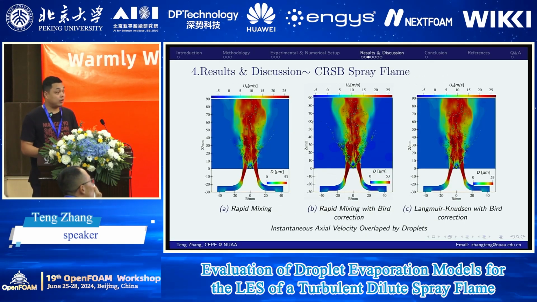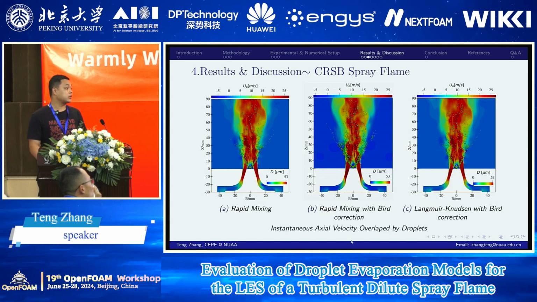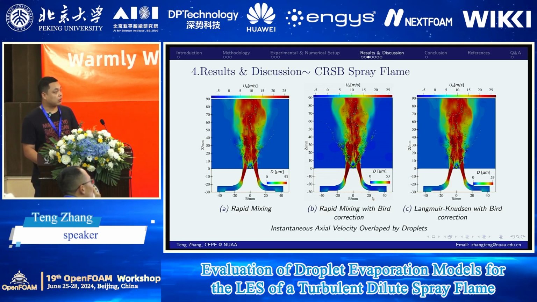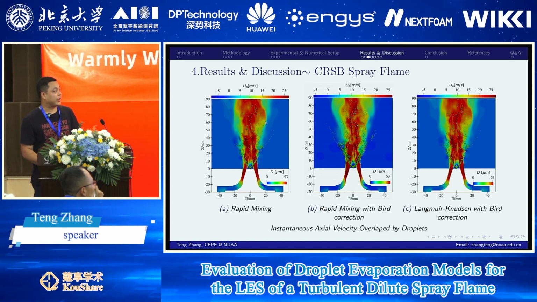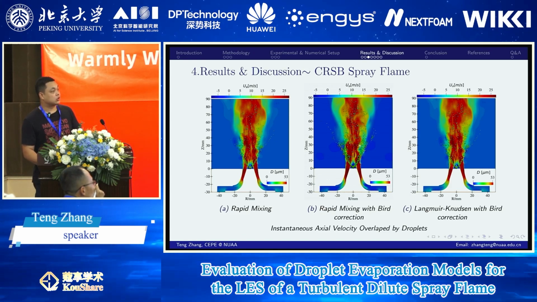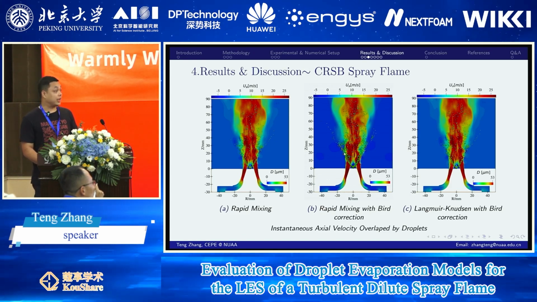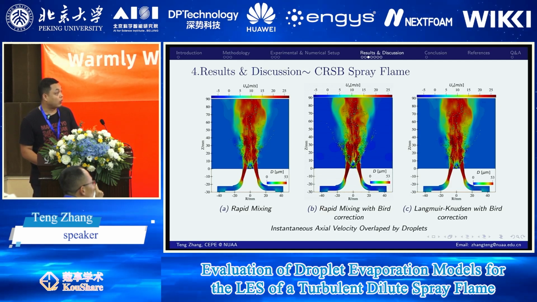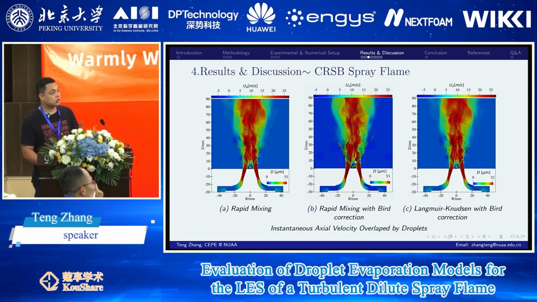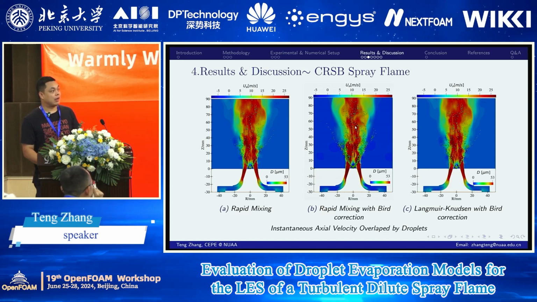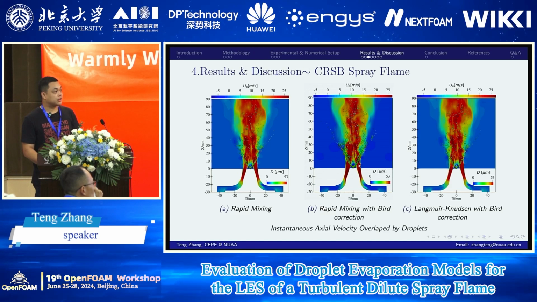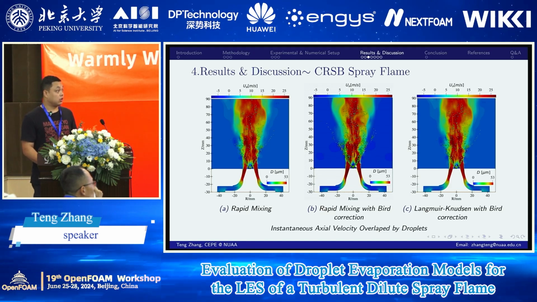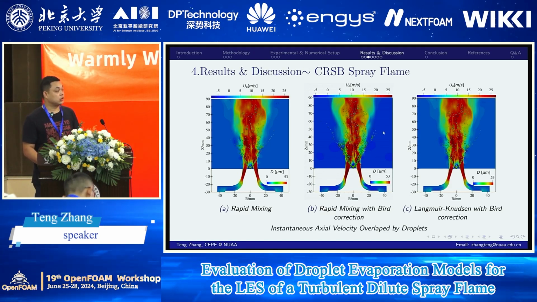So for the spray flame, these are the instantaneous axial velocity overlapped by the droplets. The 3 evaporation models have similar results. We can see from the distribution of the droplets that when traveling through the turbulent jet, the small droplets can be easily entrained by the turbulent flow, but the larger droplets can travel through the high-speed flow to the outer region of the jet.